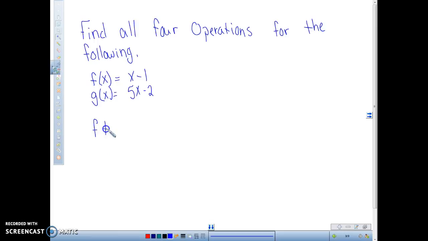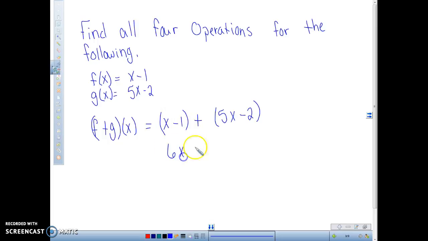So we're going to find f plus g of x. And to find that, you take the f function, and you say x minus 1, and you add it, because that's what it tells us to do, the g function, 5x minus 2. Then you would combine like terms. So x plus 5x is 6x, and negative 1 plus negative 2 is negative 3. And that would be your answer.